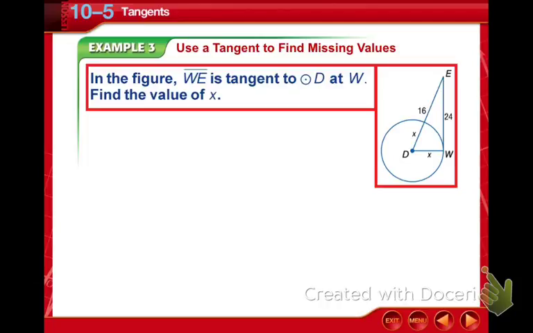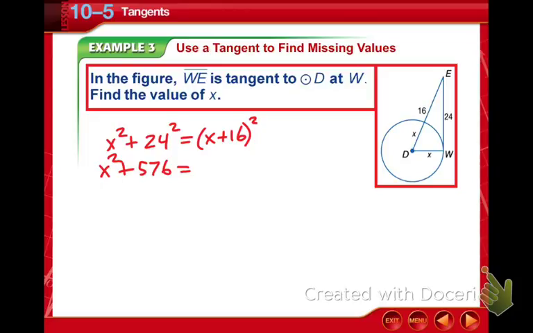So x is our radius, so we're going to say that x squared, this does say it is tangent, so that means we can say it's equal in our Pythagorean theorem. So x squared plus 24 squared, our two legs, is equal to x plus 16 squared. X plus 16 is the hypotenuse. So we have x squared plus 24 squared is 576.